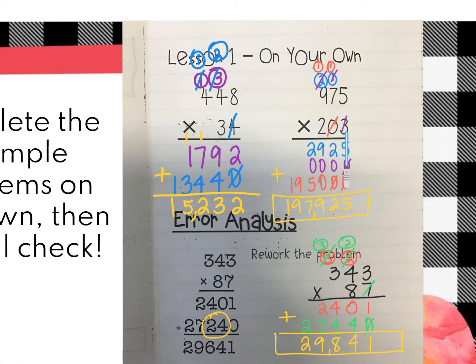Then 3 times 9 is 27, plus the 2 is 29. Got lost in my colors for a second.